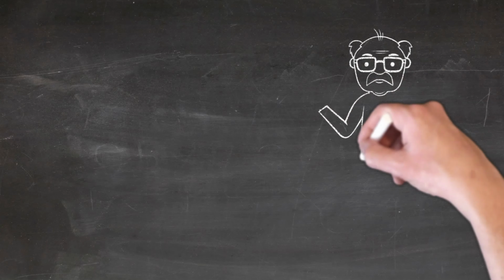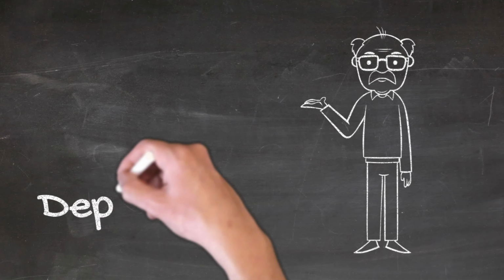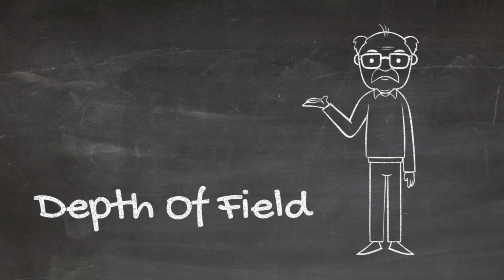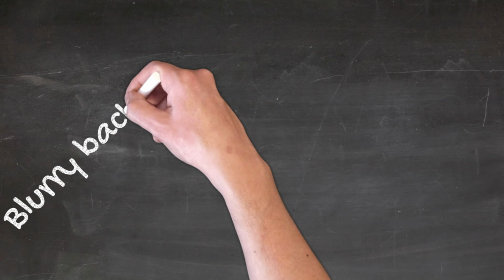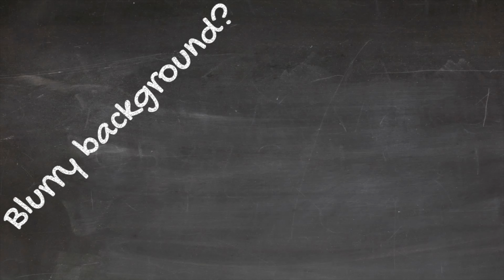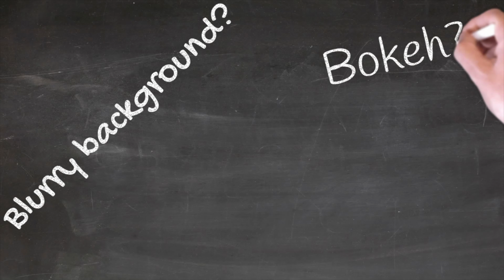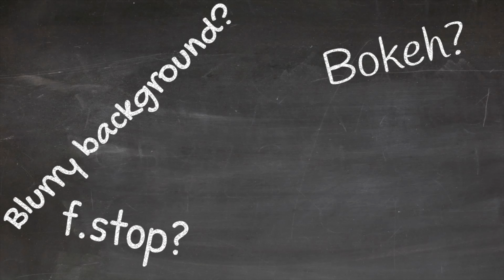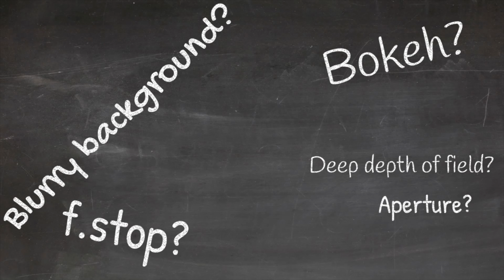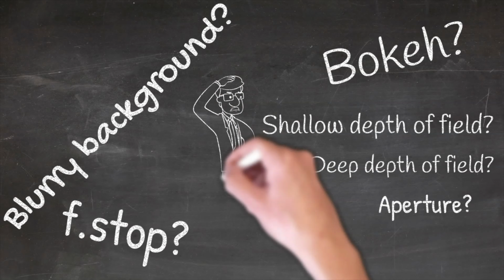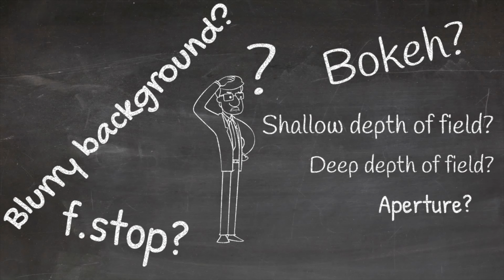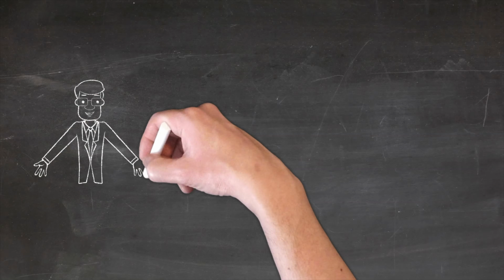So, depth of field. What is it? And how does it work? And what can you do to impact your depth of field? You might have heard about blurry background, and maybe the word bokeh. But what about f-stop and aperture? Then we have deep depth of field, and then we have shallow depth of field. But how is all of this actually related? So what is depth of field?